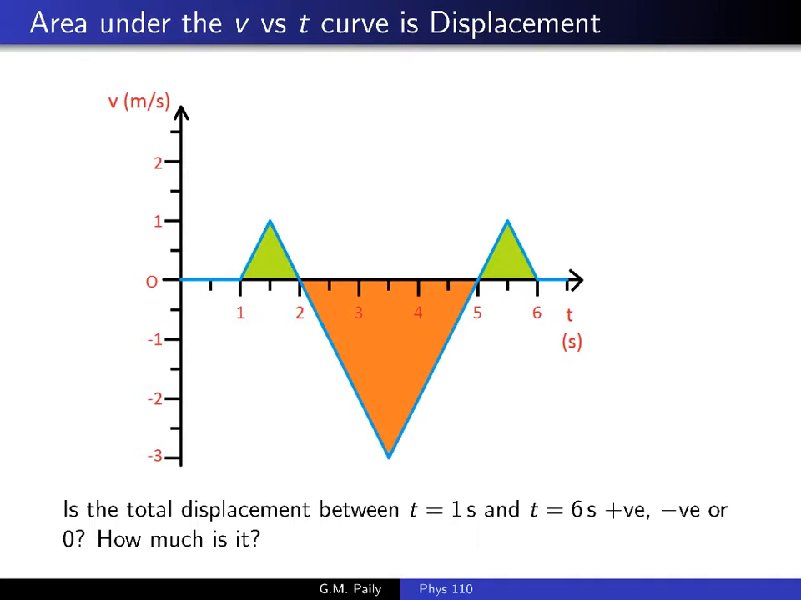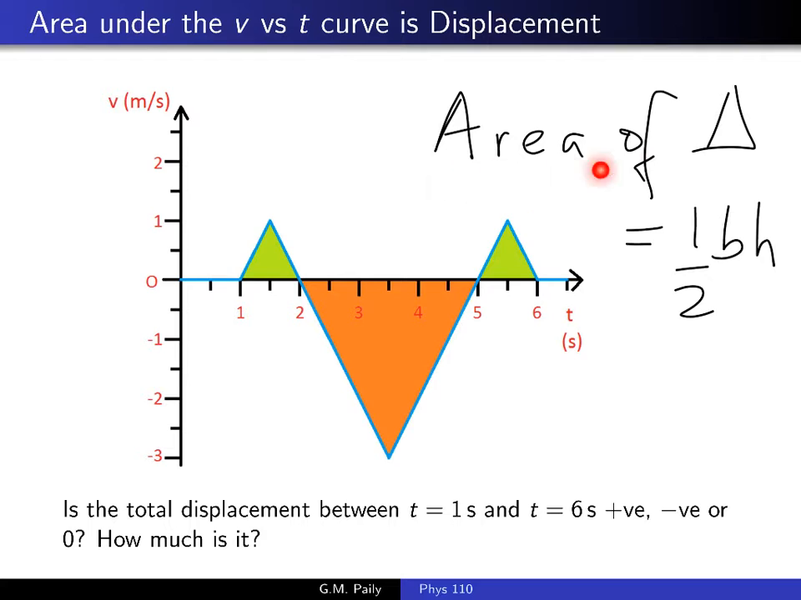How do we calculate the area? This shape is a triangle. It is a triangle with base 1 and height 1. Using the formula, area of a triangle is equal to 1/2 base times height, we see that this area is 1/2 times 1 times 1, or just 1/2.